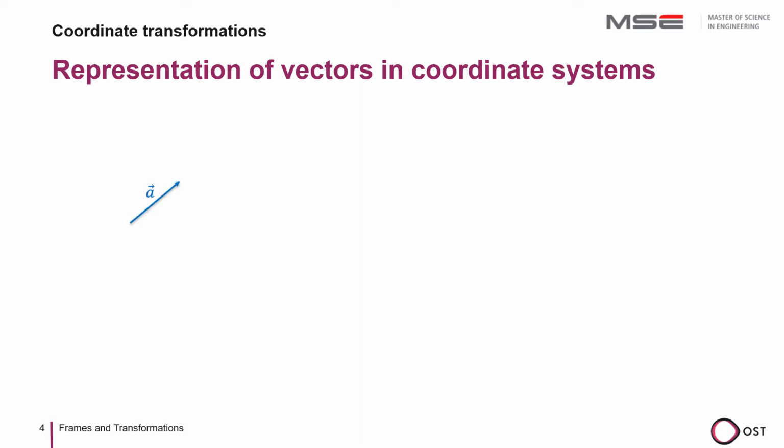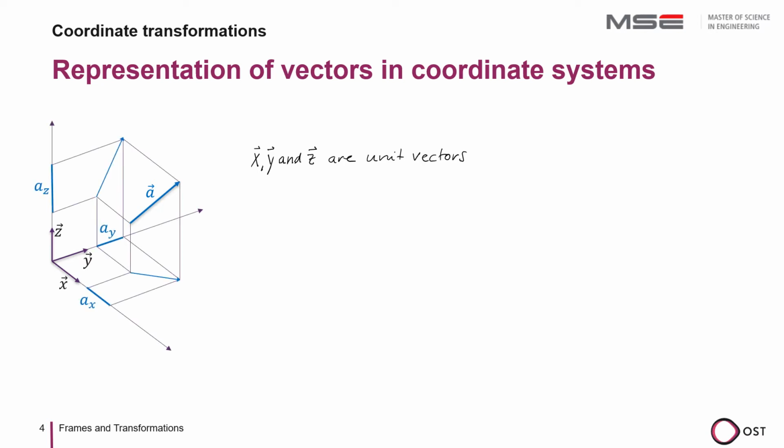A vector, as we use it, is the description of a physical quantity in space with direction and magnitude. A coordinate system consists of three unit vectors arranged orthogonally to each other and denoted by x, y, and z. Calculating the scalar product between vector A and the three unit vectors of the coordinate system, we find the length of the projection of the vector onto the three unit vectors x, y, and z. We refer to these projections as components ax, ay, and az.